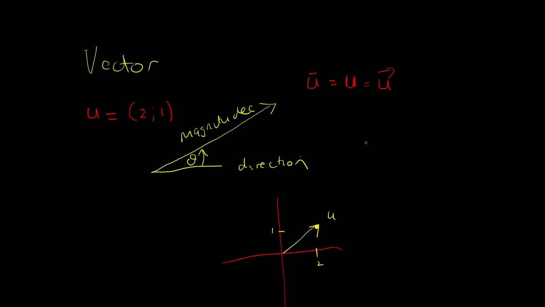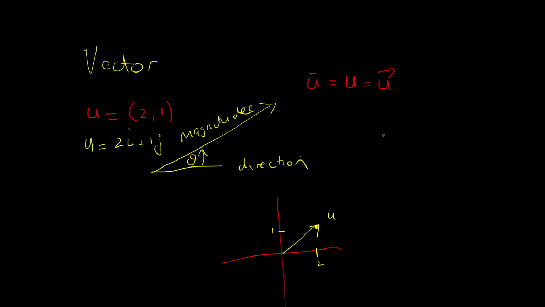We can also represent a vector with two coordinates, the x and the y. Another way to represent this is 2i plus 1j. So i indicates the x direction and j represents the y direction. Basically, a vector is any quantity that has magnitude and direction.